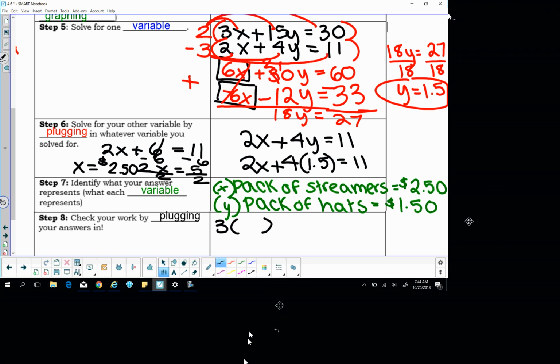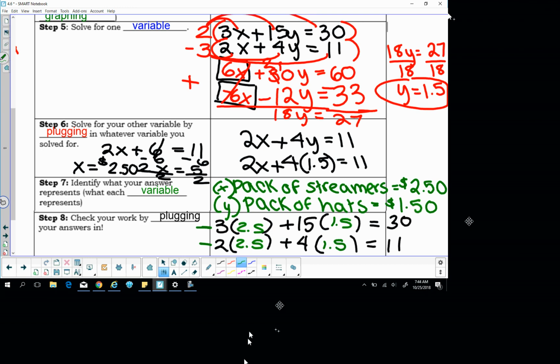I'm going to plug in 2.5 for x and 1.5 in for y, and make sure they equal that amount. Make sure this one should equal 30 and this one should equal 11. So in your calculator, you're going to check real quick, start with the first equation and then do the second equation. Make sure they both make sense.